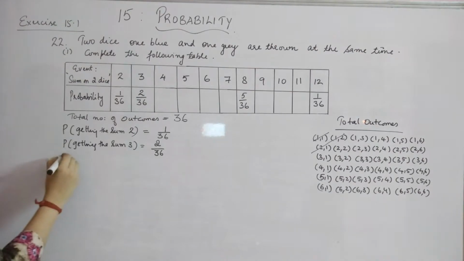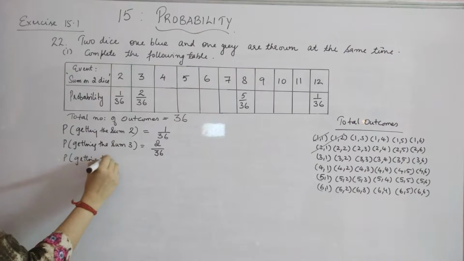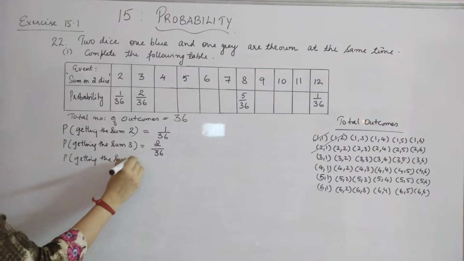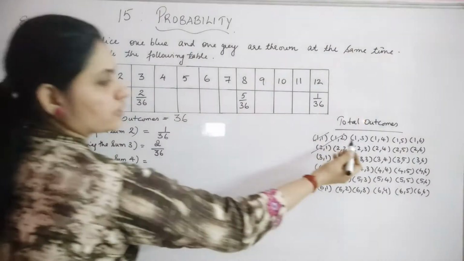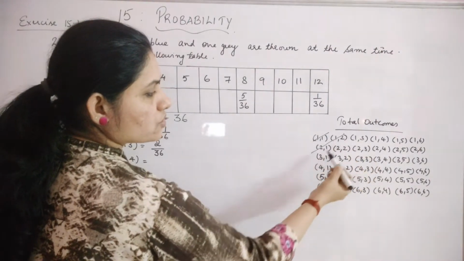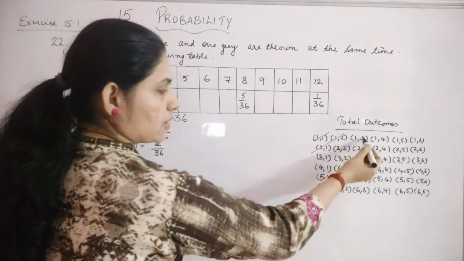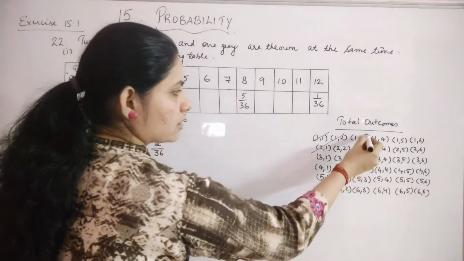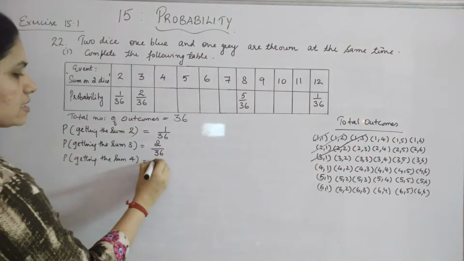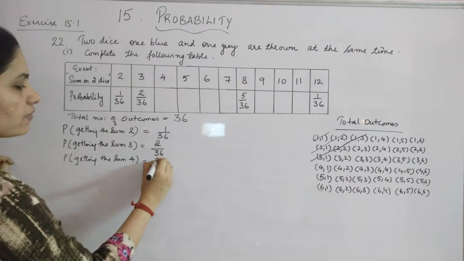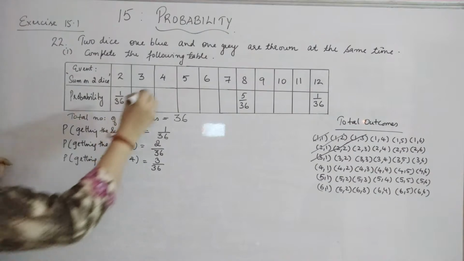Okay. Now next is the probability of getting the sum as 4. Again for 4, we will move here. 1, 3, 2, 2 and 3, 1 will give you the sum as 4. That is 1 plus 3, 2 plus 2 and 3 plus 1. So these 3 are the favorable cases. So you will have favorable cases divided by the total number of cases. So it is 3 by 36.